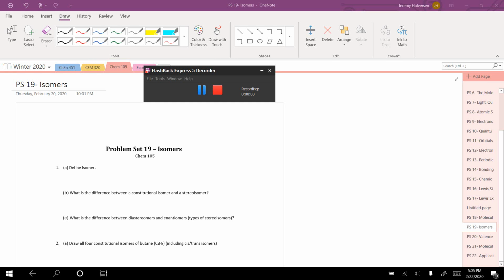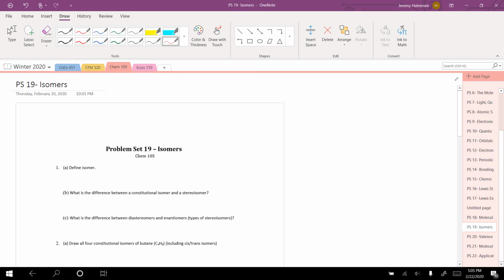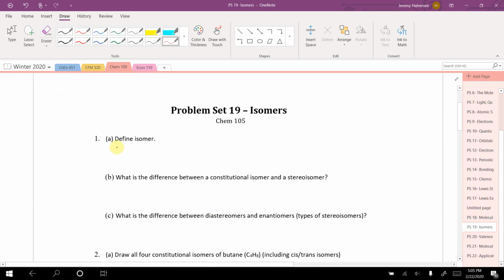Alright, problem set 19 here, where we're going to discuss isomers. So, let's talk about what isomers are. Here we're asked to define isomers. Isomers are just two molecules that have the same chemical formula, but they're different molecules.